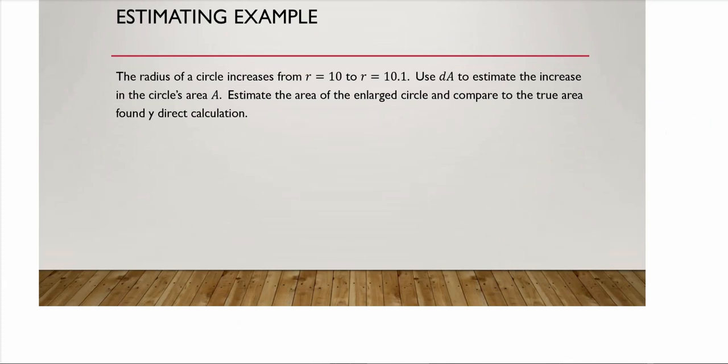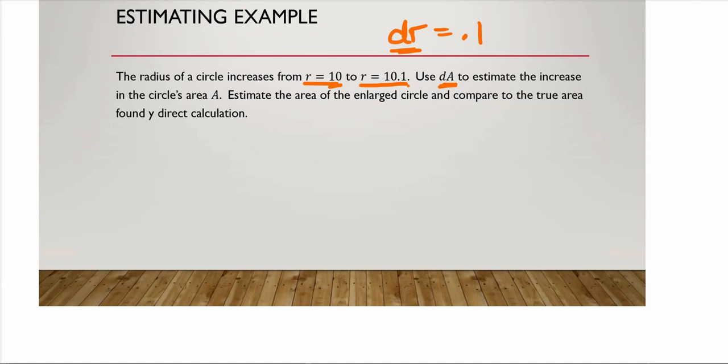The radius of a circle increases from r equals 10 to r equals 10.1. Now, what a lot of people don't realize is that when I give you an initial r and an ending r, that means you're supposed to be able to say that dr is going to equal 0.1. In other words, this is the change in r. It used to be 10, now it's 10.1, so it grew 0.1. So there's a difference of 0.1. So it's really 10.1 minus 10, which is 0.1. Now I'm noticing here that they have dA, estimate the increase in the circle's area.